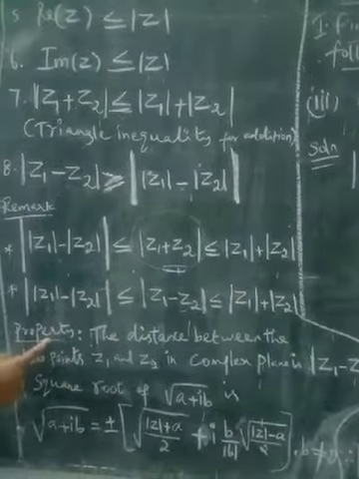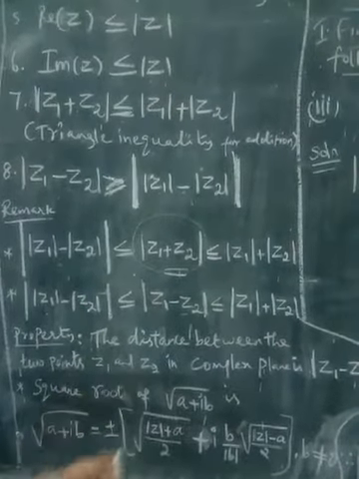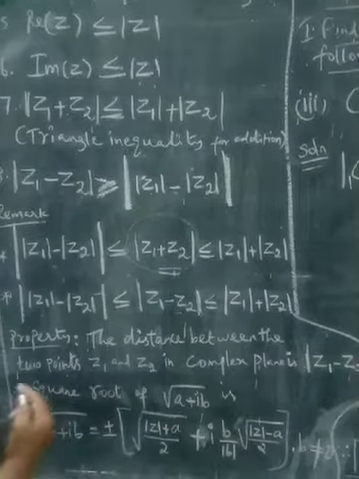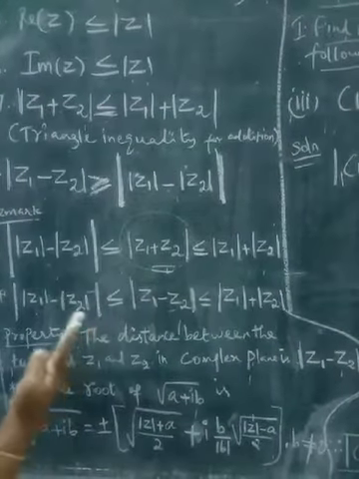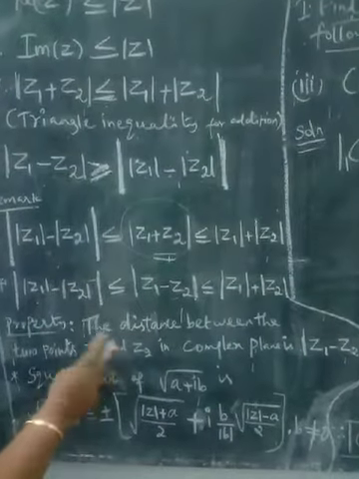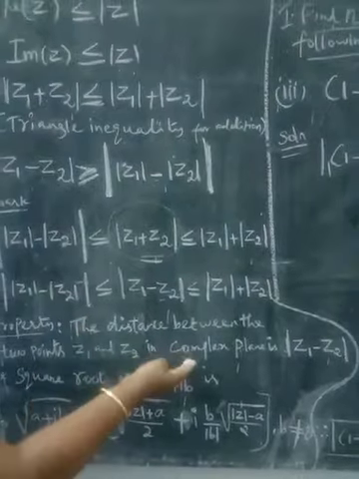Okay, next property. The distance between the 2 points z1 and z2 in the complex plane. In 10th standard you have learnt the distance between 2 points in a plane. This is the distance between two complex numbers, the distance between 2 points in the complex plane. That is the real plane, this is the complex plane.